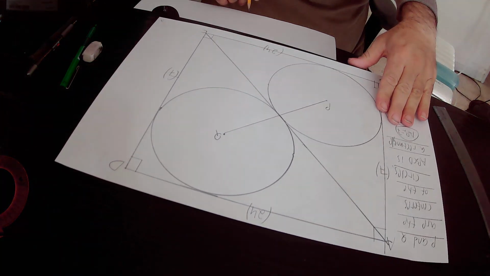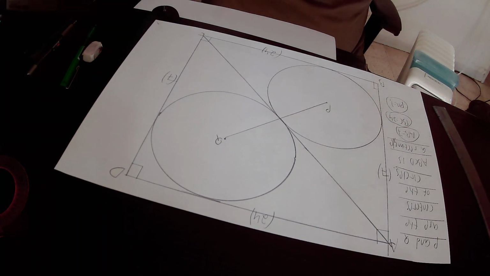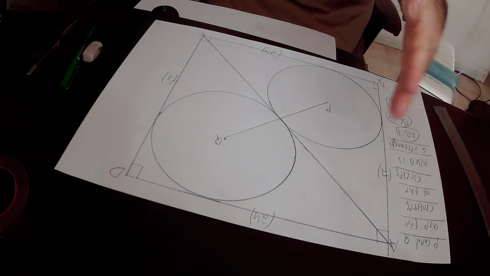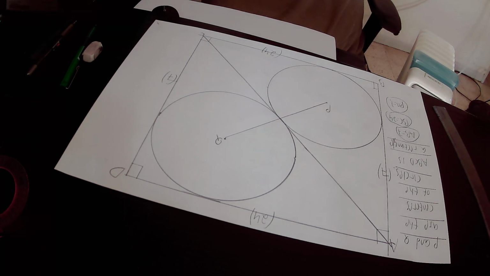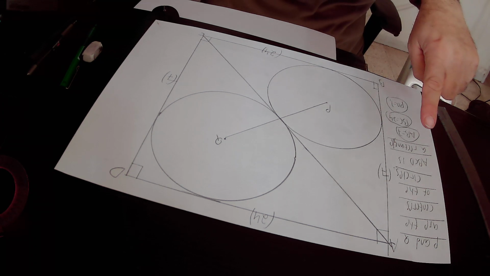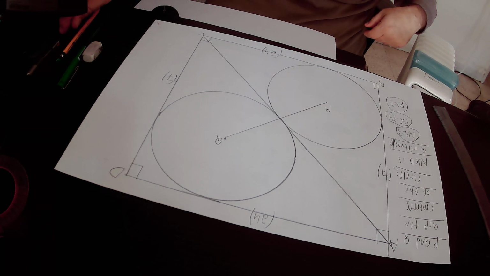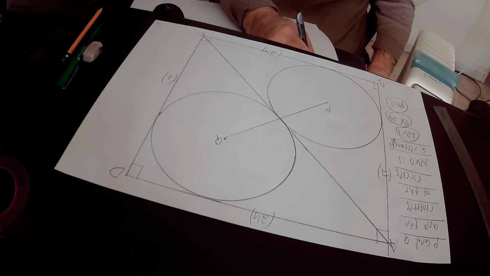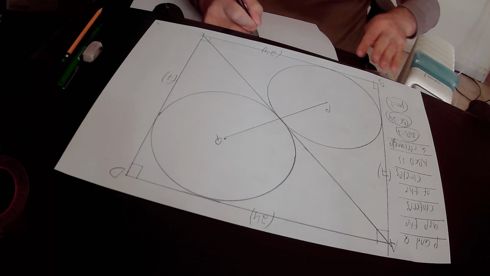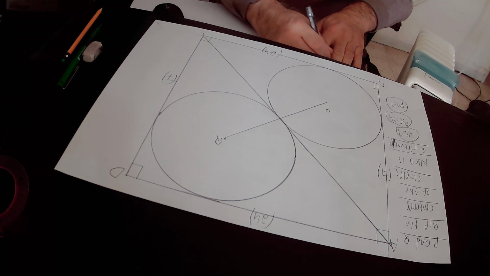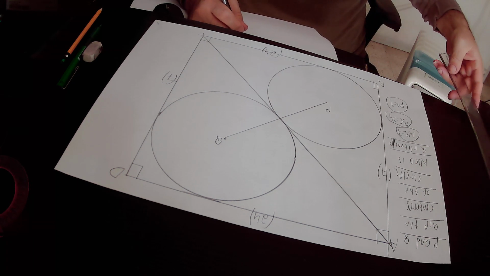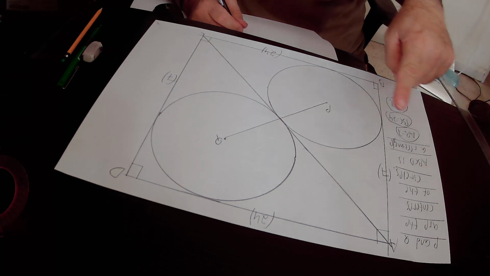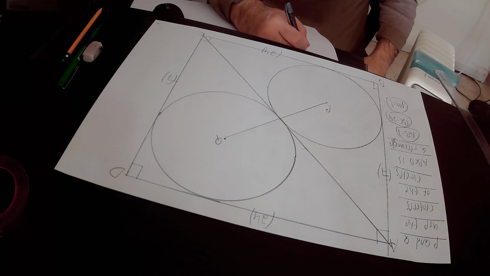Okay, now angle ABC equals 90 degrees, therefore triangle ABC is a right triangle. Now we will apply the Pythagoras theorem on this right triangle ABC. According to the Pythagoras theorem, in any right triangle, the square of the hypotenuse equals the sum of the squares of the perpendiculars. The hypotenuse in the right triangle ABC is AC, therefore the square of the hypotenuse is AC square.